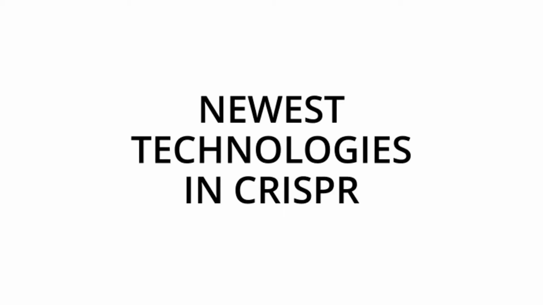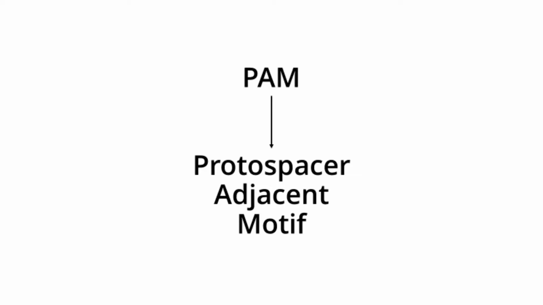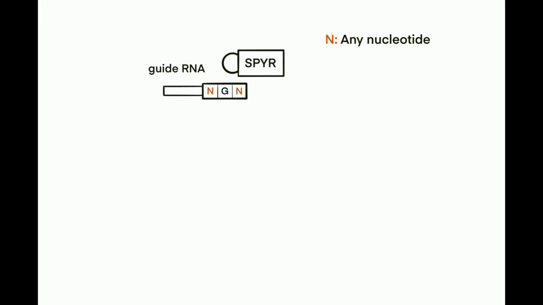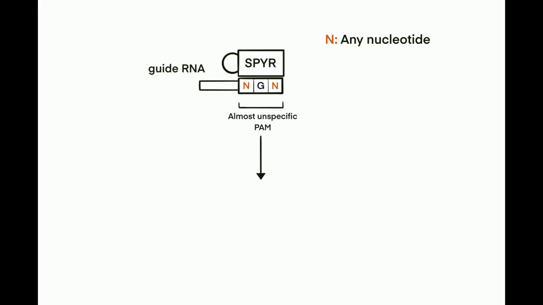Finally, some of the newest technologies in CRISPR are: first, one of the main limitations of CRISPR-Cas9 is the need for a protospacer adjacent motif, or PAM, adjacent to the target. We can create Cas9 variants, making modifications on Cas9 to obtain SpG and then SpRY, which is nearly PAMless.